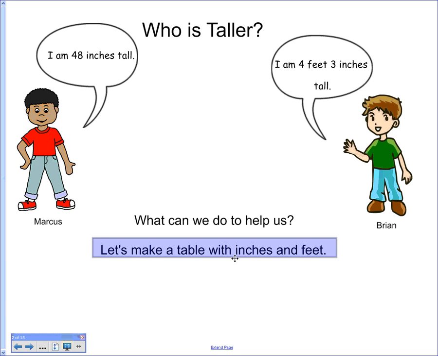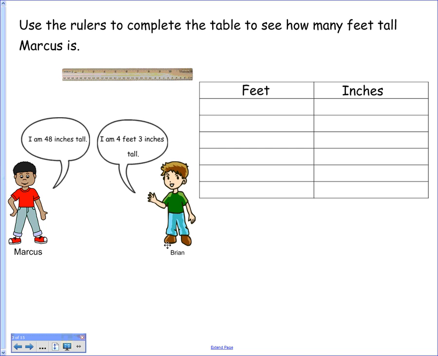So let's make a table with inches and feet. Here we've got our table. We've got feet on this side and inches on this side. And if we were to look at our mathematics chart, we would find out that 1 foot equals 12 inches, and 2 feet equals 24 inches, etc.